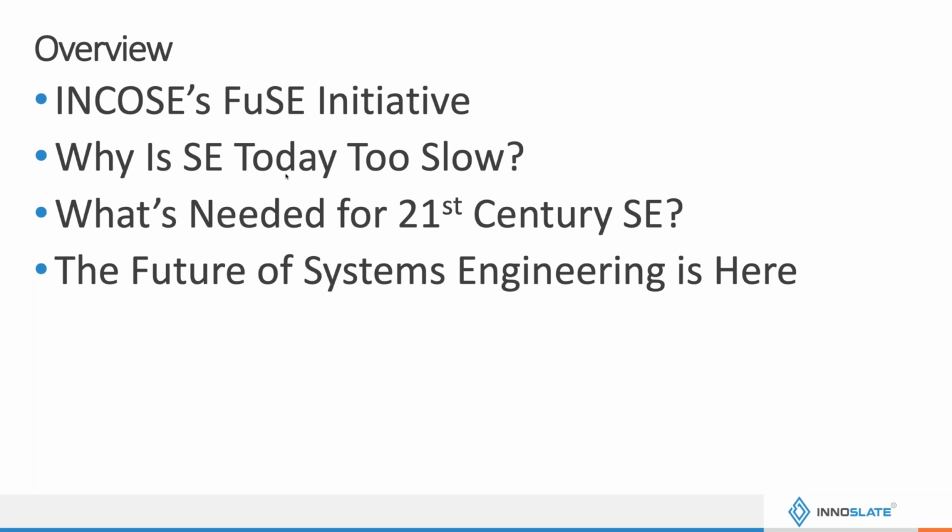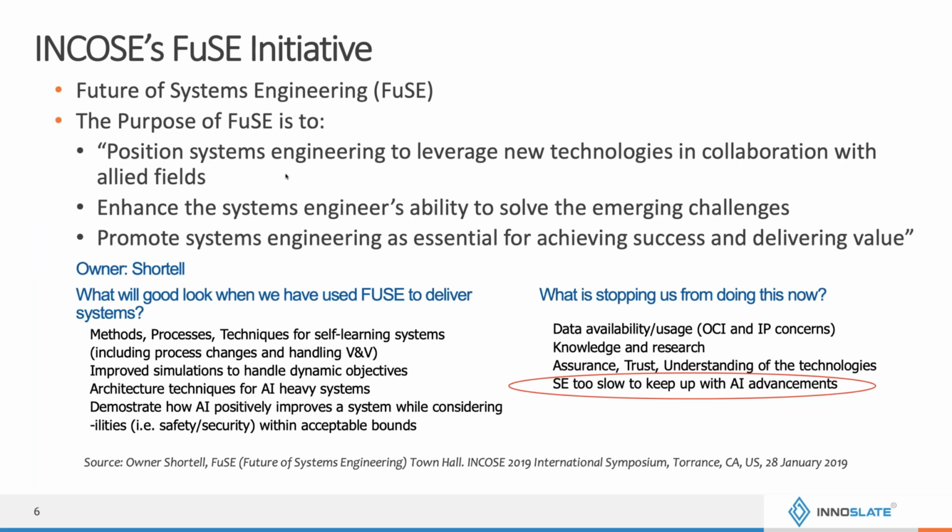So particularly, I'm going to talk briefly about INCOSE's Future of Systems Engineering Initiative and what they're trying to do with that, and talk about one of the topics that came out of that, which is why is systems engineering today too slow? And then get back to, well, what do we need in this century for systems engineering? What should we be doing? What should we be looking for? And then what the future systems engineering is that we have already presented as part of our capabilities within Innoslate.